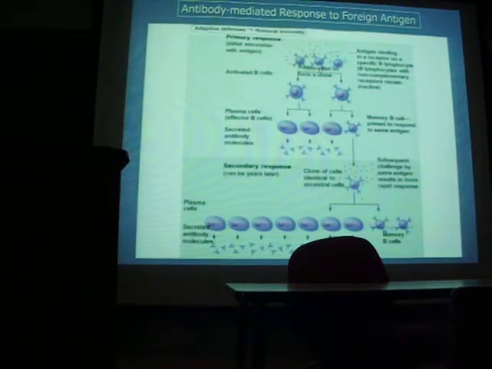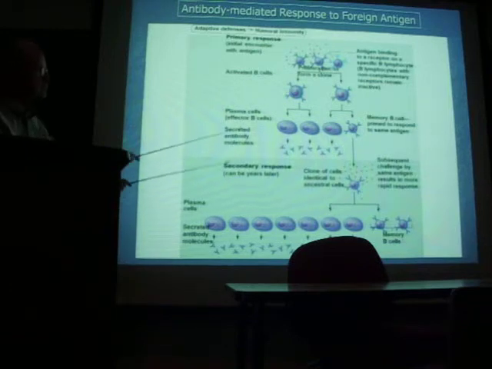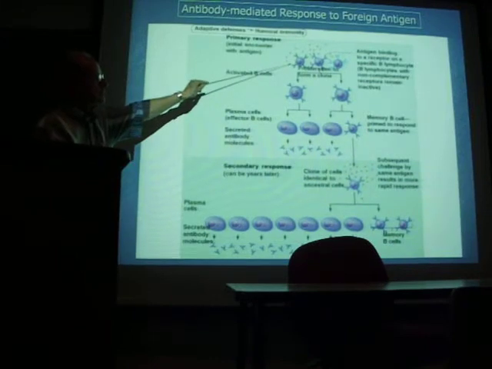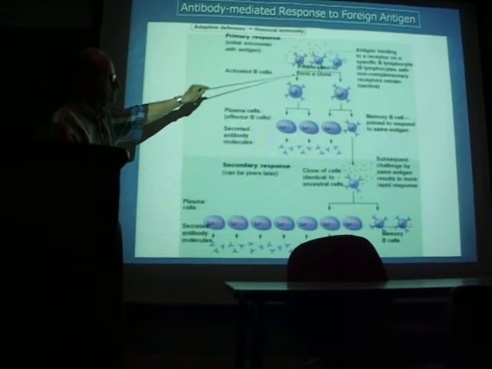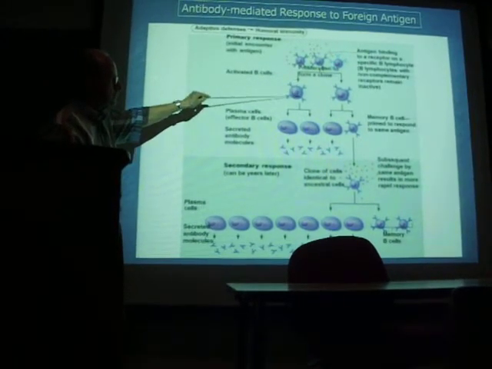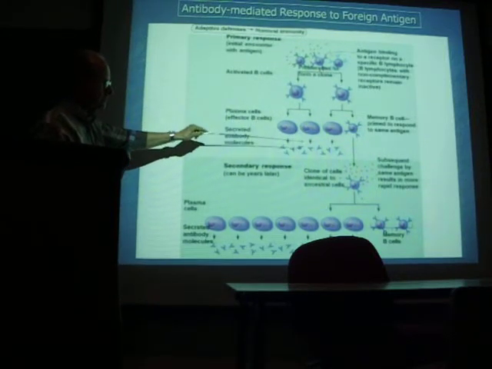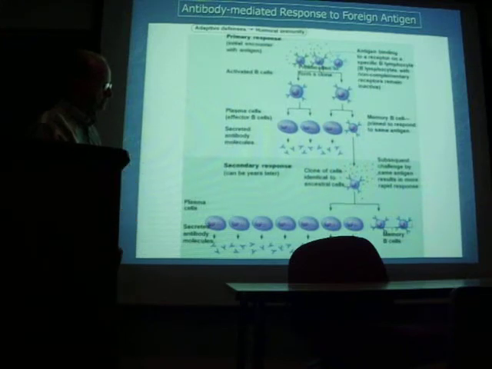So this is the thing in pictorial summary. B cell meets a foreign antigen. Sensitized, gets activated, clones itself, makes plasma cells, make the antibodies.